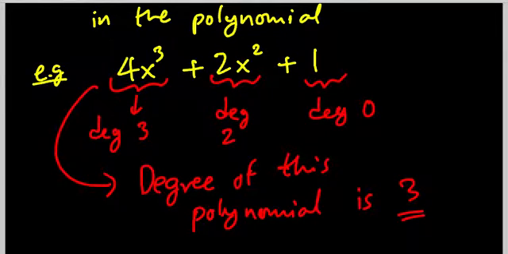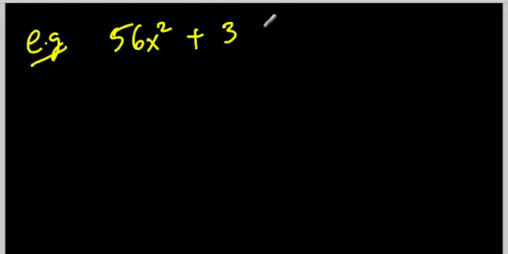Let's look at another example. So let's do example 2. Let's take 56x squared plus 3x to the power of 7 minus 7x cubed, right? So once again, remember, we ignore the coefficients. You're not going to look at the 56, you're not going to look at the 3, you're not going to look at the 7, because they don't help you determine the degree. What helps determine the degree are the exponents. So let's look at each of these individually.